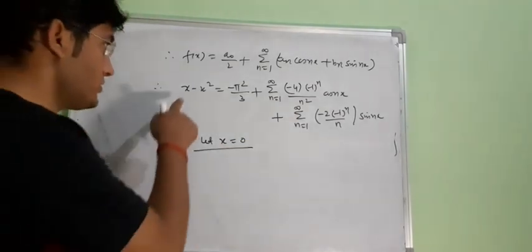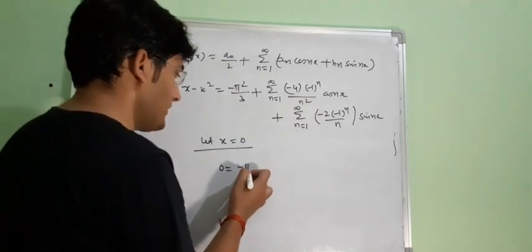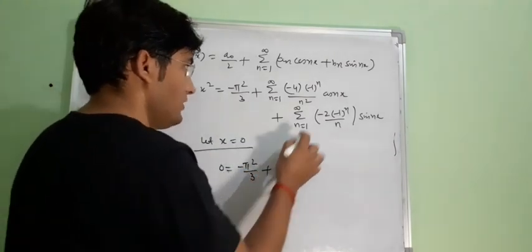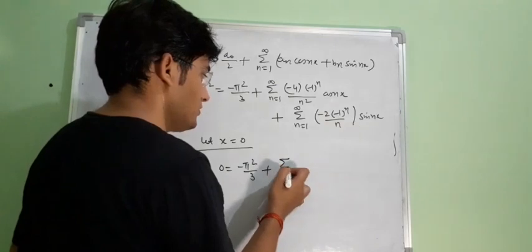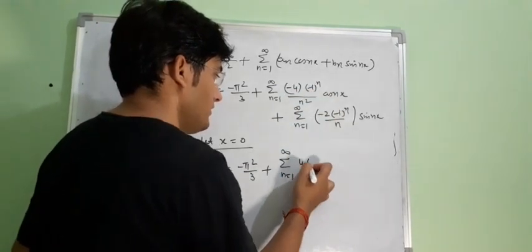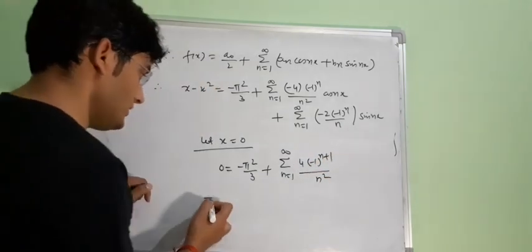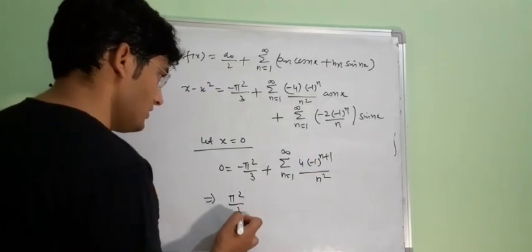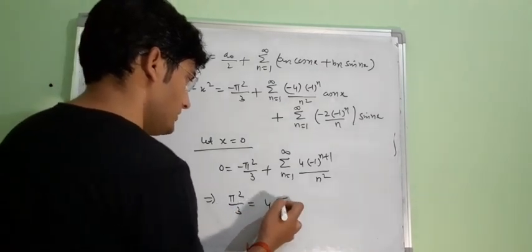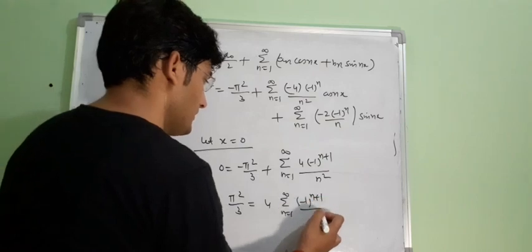So if x equal to 0, then the left hand side will be 0, and at the right hand side we will have minus pi square upon 3. Now as cos 0 is 1, this will be the sum n equal to 1 to infinity. This minus and minus will be minus 1 to power n plus 1 divided by n square. So thus pi square upon 3 is equal to 4 times the sum n equal to 1 to infinity of minus 1 to power n plus 1 upon n square.